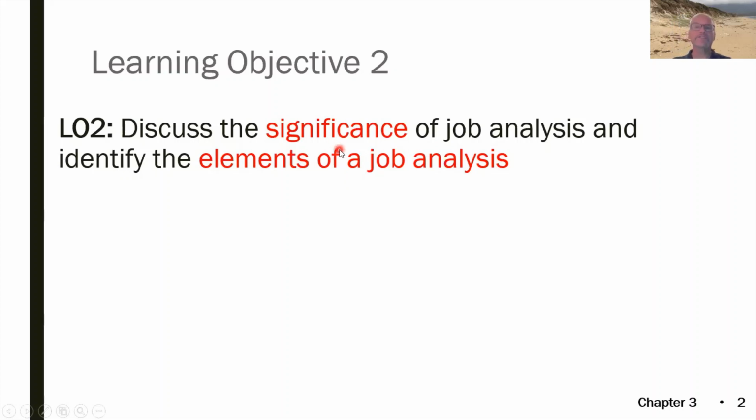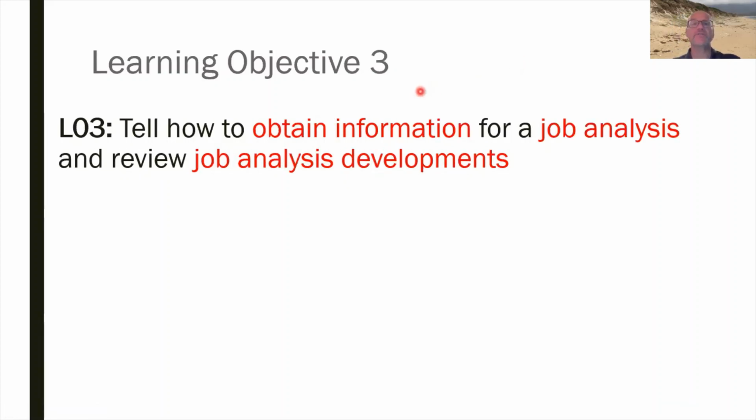All right, awesome. Okay, we're into objective 3, and objective 3 says, tell how to obtain information for job analysis and review job analysis development. So essentially what this objective covers is where do I get the information to do a job analysis, and second of all, what's hot in job analysis, what's brand new, what's a new trend.